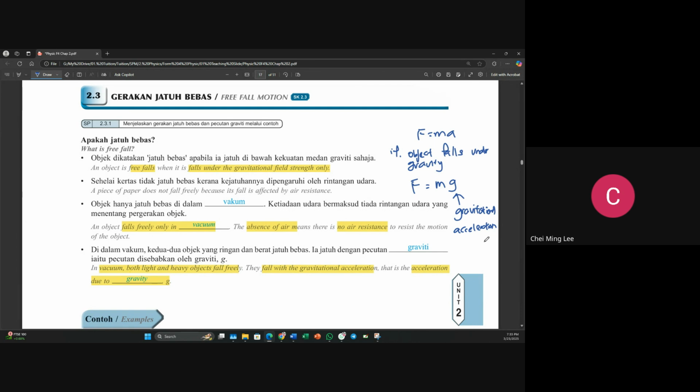Okay, so jot this down. This is important, because in Form 5, quite a lot of the calculations are actually based on this one. Because in Form 5, we are talking about perfect condition. Perfect condition means that there is no resistance.